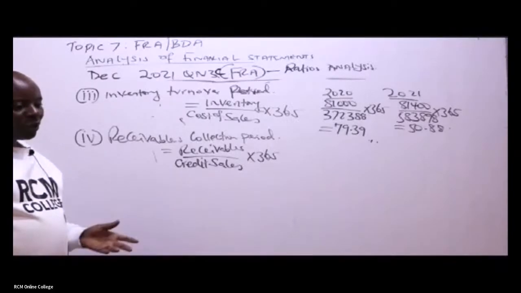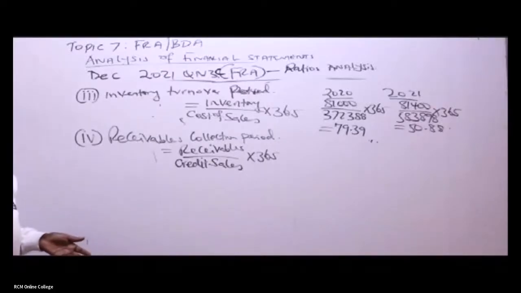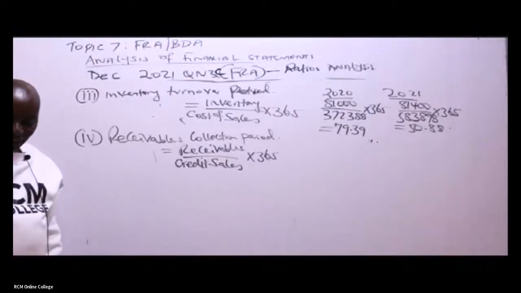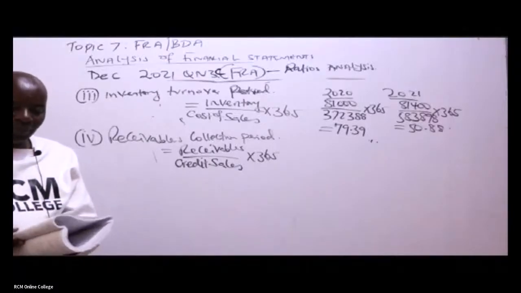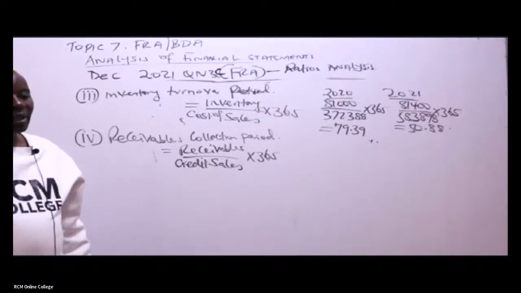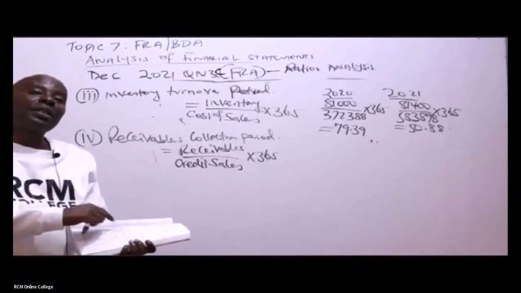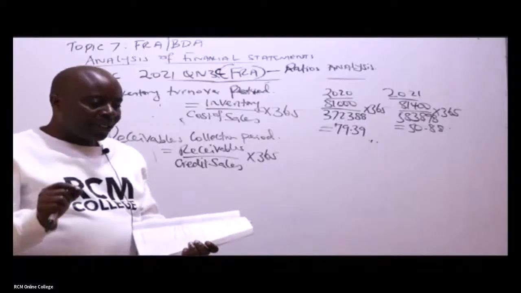They want us to send the question. Please, somebody send this question. We can't progress without you giving us the question. And remember, if you're not given the percentage of credit sales, whatever sales is given there shall be assumed to be on credit.